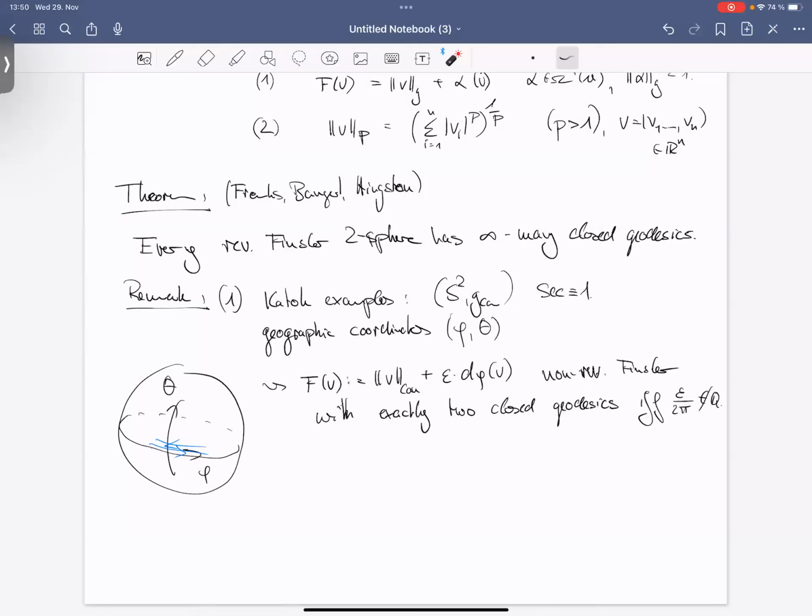Okay, so actually, if this number is a rational number, all geodesics are closed, but only the equator ones are simple closed. Okay.